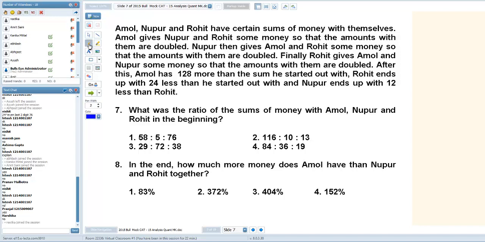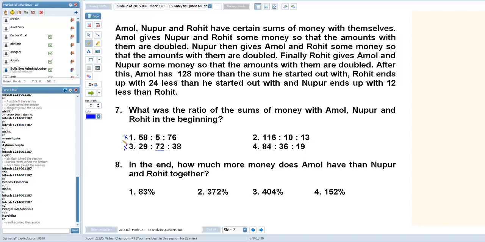Can I say straightaway, the third option cannot be the answer? Why so? Because if I take the third option, Amol will have 29 rupees and Amol is giving money to Nupur and Rohit so that the amounts with them are doubled. If Nupur has 72 rupees and Amol wants to double her money, it means Amol is giving 72 rupees to Nupur. But this cannot be possible since Amol has only 29 rupees with him. That's why the third option is straightaway neglected.